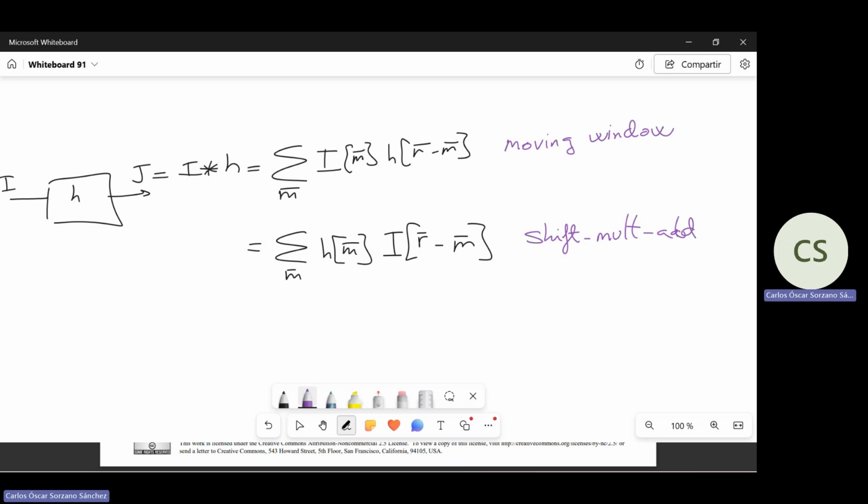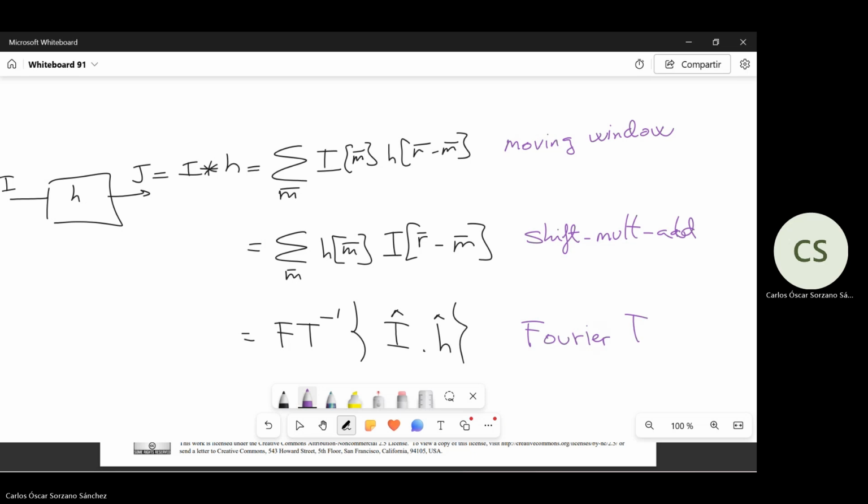Okay, so what we will see today is that you can also do that through a Fourier transform. You can say this is the inverse Fourier transform of the Fourier transform of your image times the Fourier transform of the kernel. So you can compute the convolution in 3 different ways. Two of them are in real space. The third one, that is today, is in Fourier space. And this is a property that you already know, right?